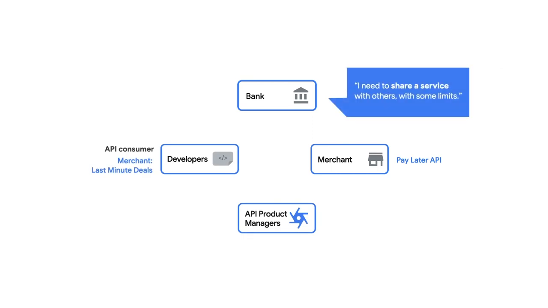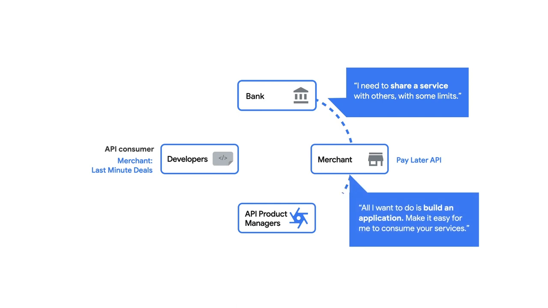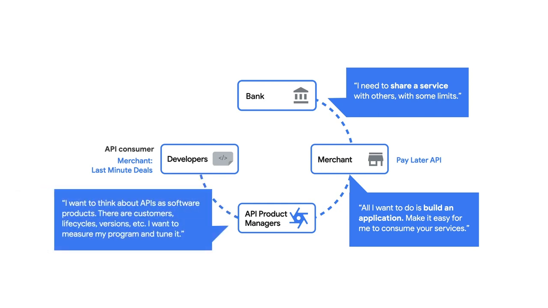First, the bank wants to share a service, in this case, the Pay Later API, but still maintain some restrictions, such as applying a call limit. Second, it's the merchant who is asking for access to those APIs in order to build better apps. Third, it's the API product managers within the organization who treat APIs as products, and therefore are looking at publishing easy onboarding content and getting an overview of the usage statistics.